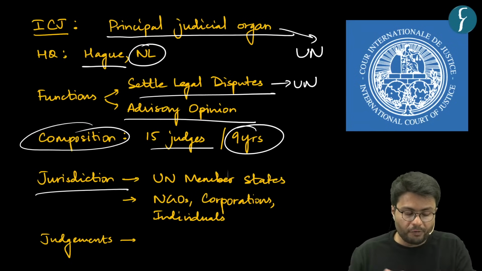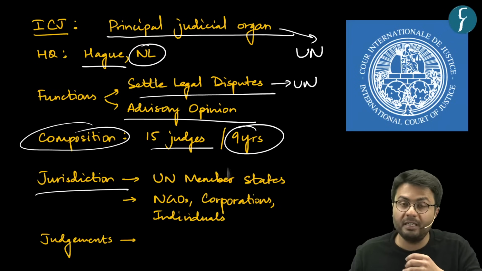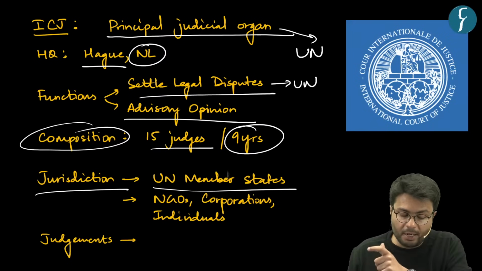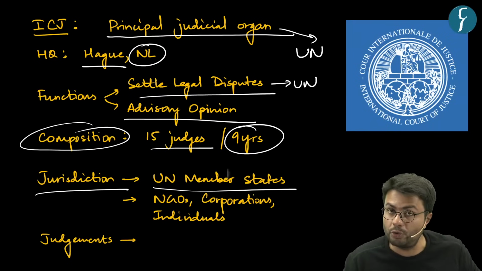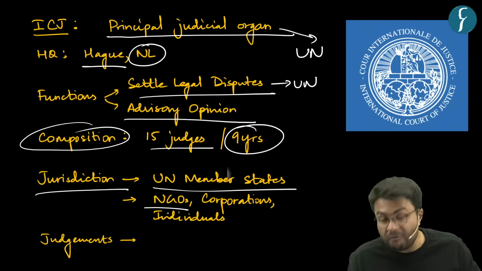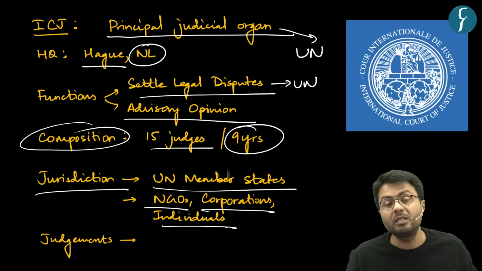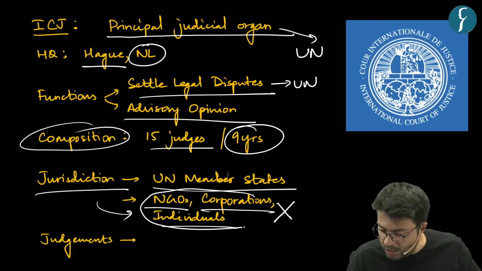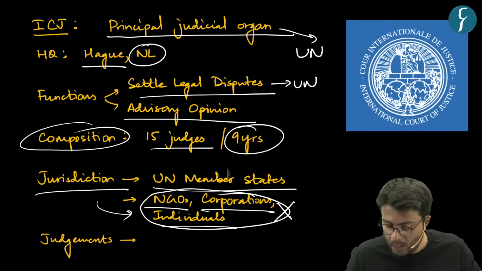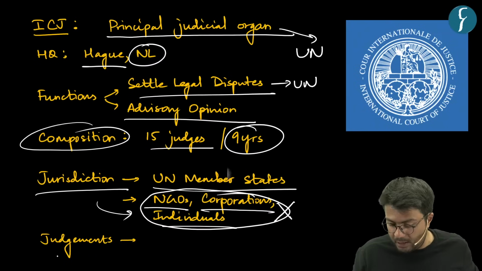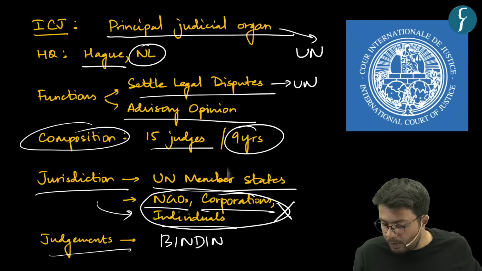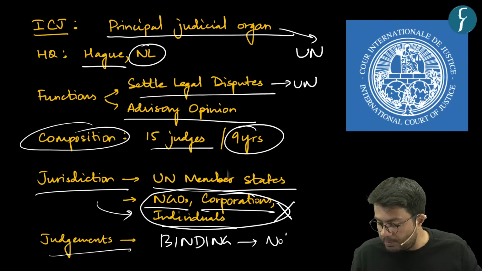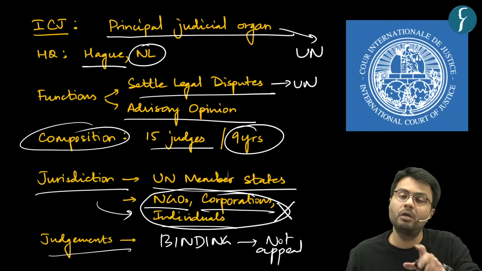Now, what is the jurisdiction of this International Court of Justice? It hears matters related to members of the United Nations. Hence, only UN member states are eligible to appear before the court on their contentious issues. Whereas on the other hand, as far as non-governmental organizations, corporations and individuals are concerned, the jurisdiction of International Court of Justice is not applicable on these particular bodies or individuals. Now, the judgments of this International Court of Justice have a binding decree, which means that the judgments passed by the court are final and are not subject to any appeal in any court of law in the world.